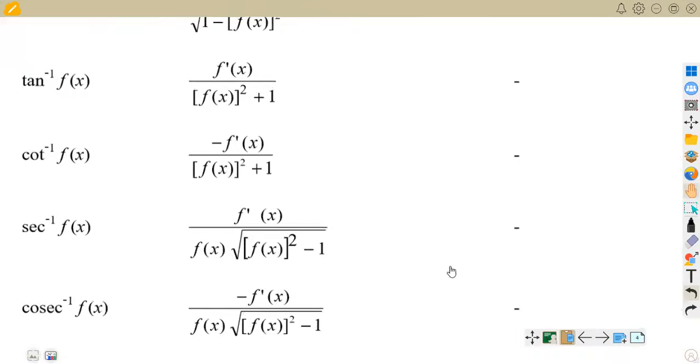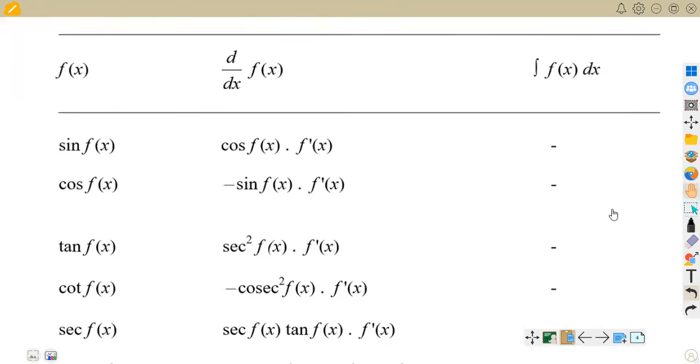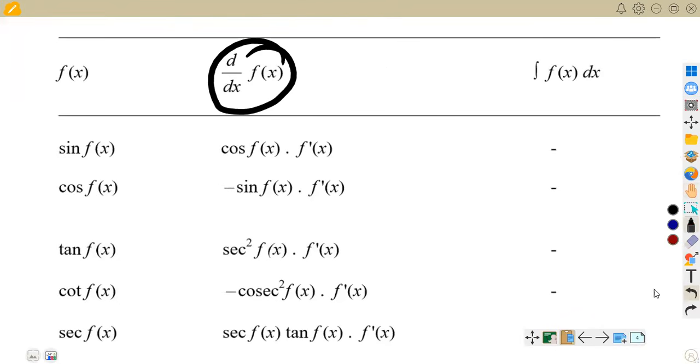If you check here on top, all right, these are derivatives, okay?